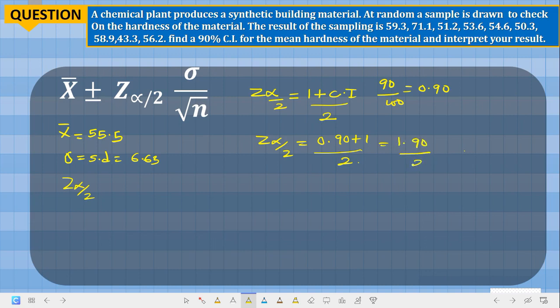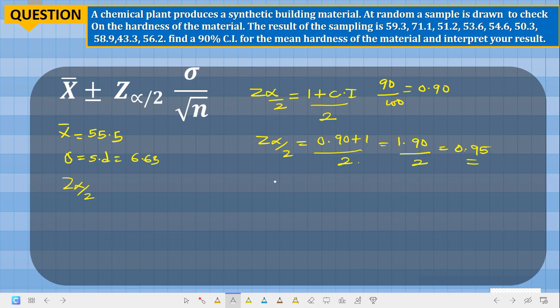1.90 divided by 2. Now, what is 1.90 divided by 2 going to give to us? It is going to give us 0.95. So now you go to your table, there's a Z table. You go to the table and then look for the Z score that corresponds to 0.95.